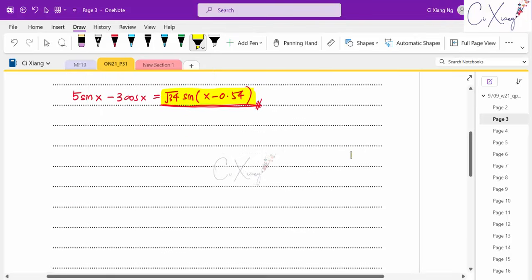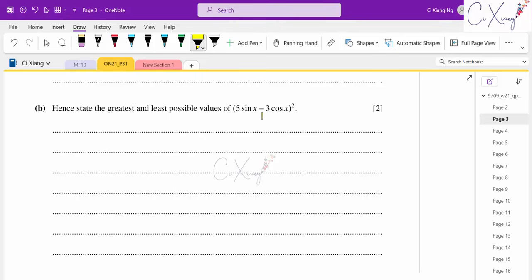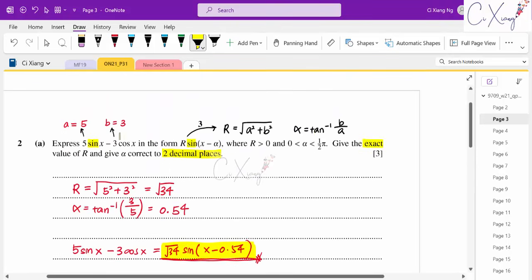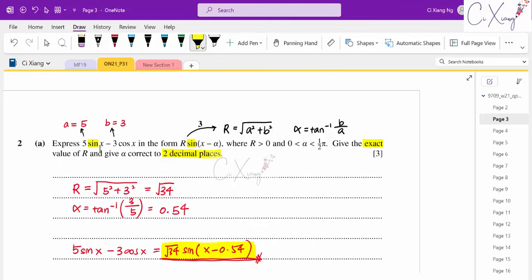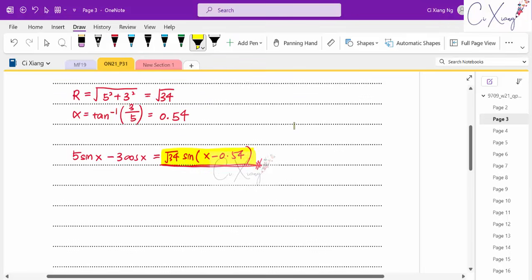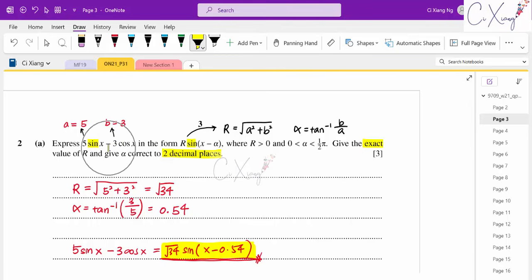So let's proceed to part b. For part b, they want us to state the greatest and also the least values of this expression, (5 sine x minus 3 cos x) squared. If you can see, 5 sine x minus 3 cos x appeared in the first part just now. Now for part b, they are squaring it. So what I want to do now is start from this one, but since I know that 5 sine x minus 3 cos x can be written as this expression.